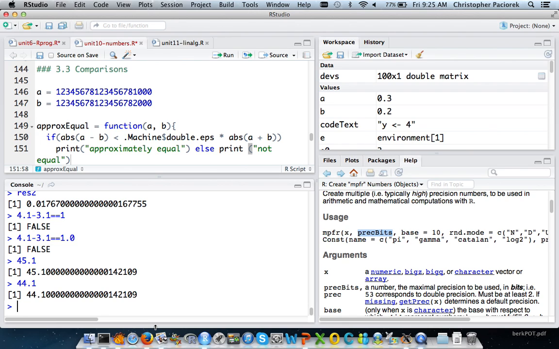So what about this one? We take this very long number that ends in 5, 6, 7, 8, and we subtract essentially the same number but ending in 5, 6, 7, 7. Is that going to work?